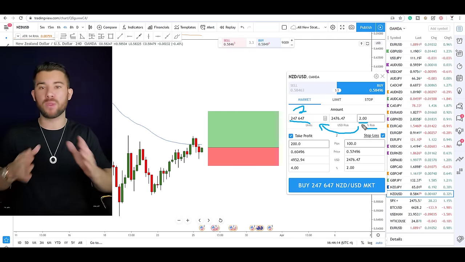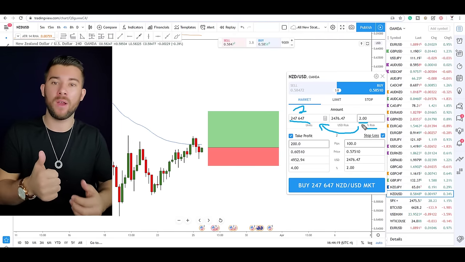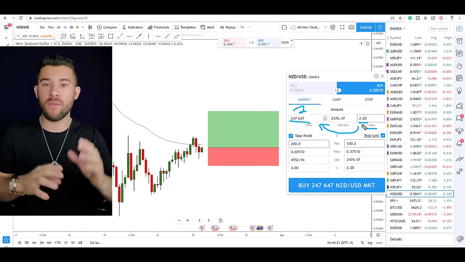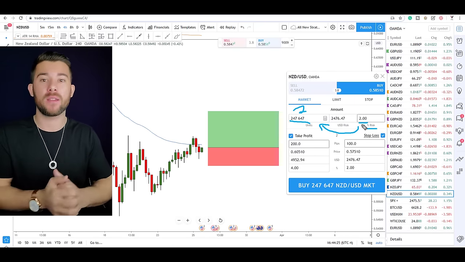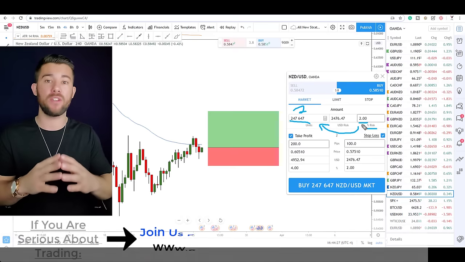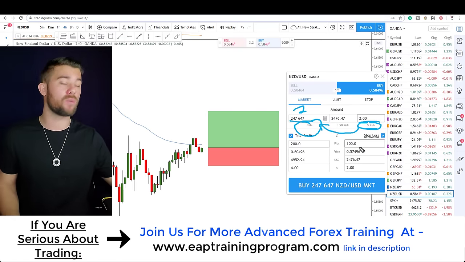So I wanted to give you both of those so that you at least understand how to calculate the value of a pip based on your order size. And also, you now know that you can go over to TradingView and see the amount of units you need to purchase based on the percentage risk of your account.